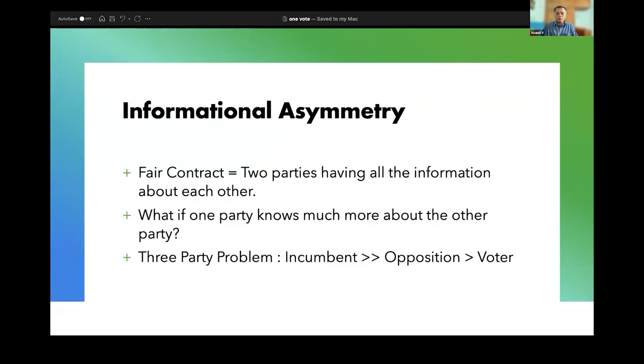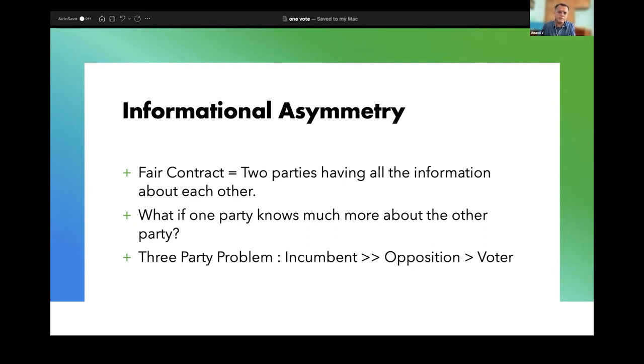Looking forward, what does informational asymmetry mean in the context of how the election game is being played? If you understand, a fair contract is where the parties who enter into the contract have all information about each other. In an unfair contract, one party knows much, much more about the other party. And that is what we call informational asymmetry. If you take an example of the stock market, insider trading is banned, or at least illegal, because the insiders, by the very nature of being insiders, have much more information about what is going on with the stock compared to any other outside parties. So information asymmetries in general are not looked upon very nicely, and there are various laws in place in order to ensure that it doesn't play too much. But in the case of elections, strangely, you will find that information asymmetry is never even talked about.